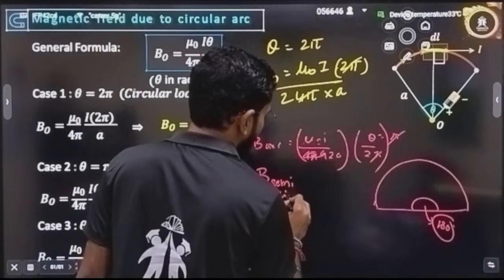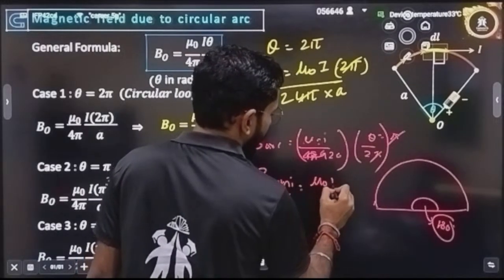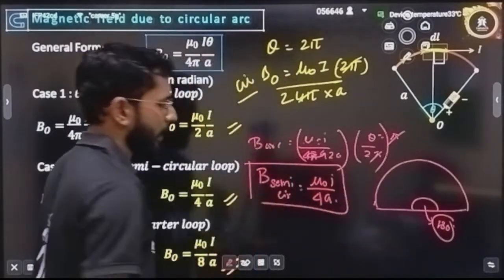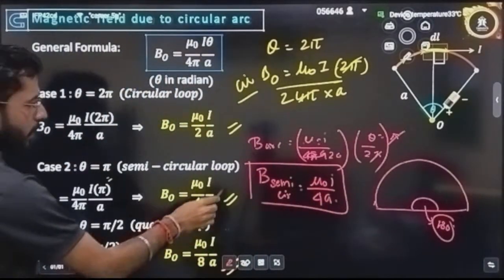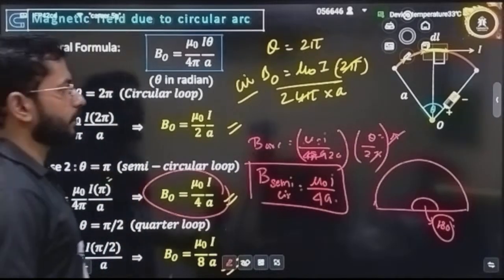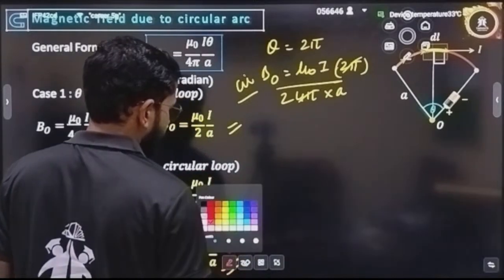For the semicircular arc, you will be getting mu naught I divided by 4a. Correct. Even you can calculate for a quarter arc also. Let's see for the quarter arc.